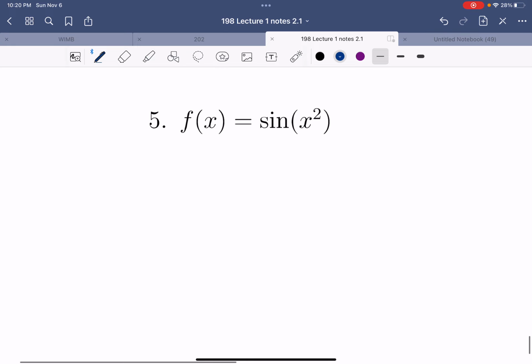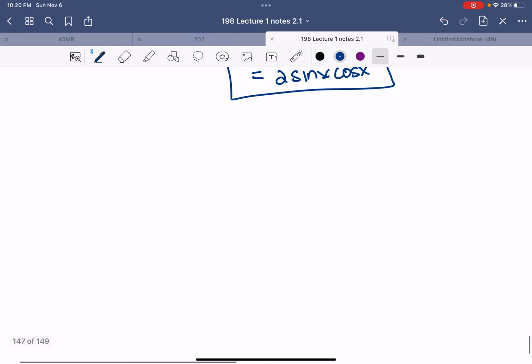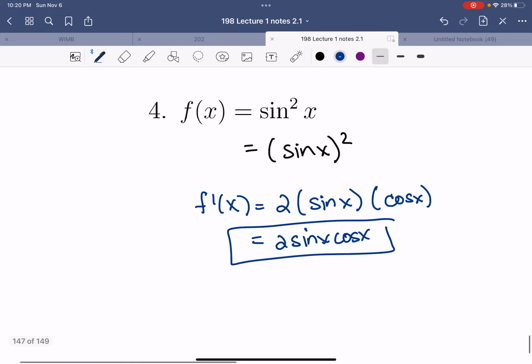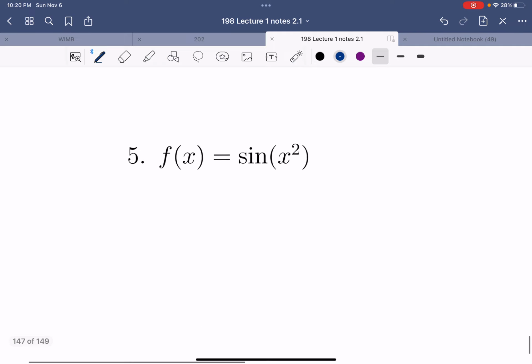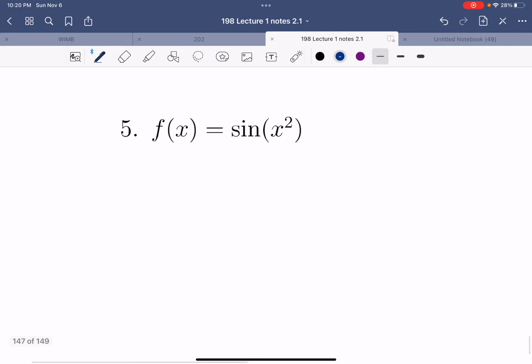Number 5. Now, here's the difference. Notice on this one, the square was above the sine, and that meant that all of sine of x was squared. In number 5, notice that the square is on the x, which is in the argument. So the x squared is my inside function, and the sine is my outside function.